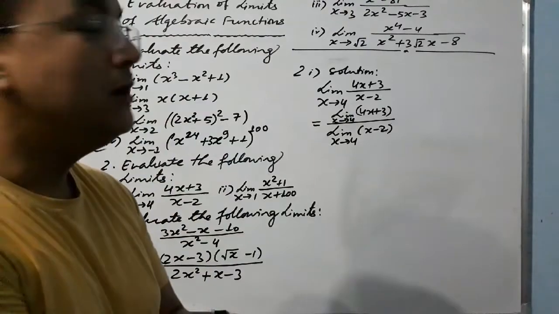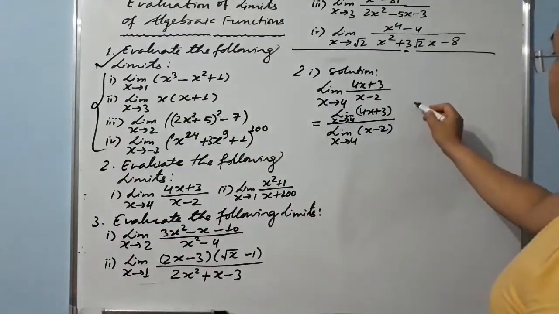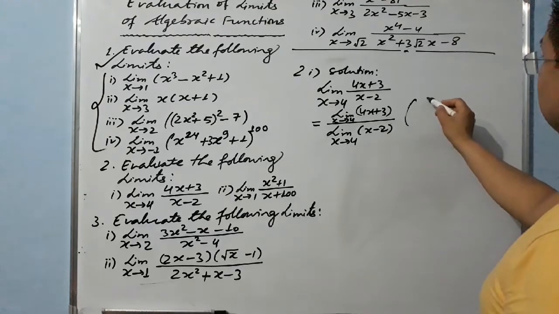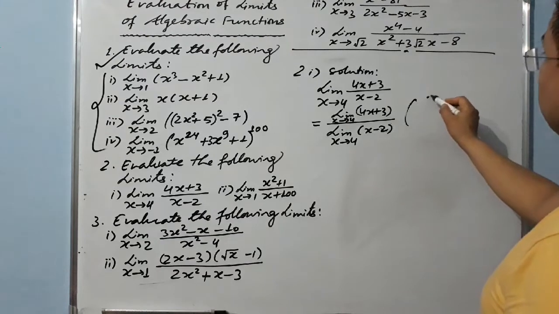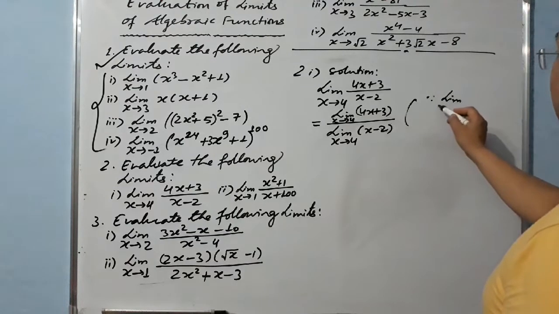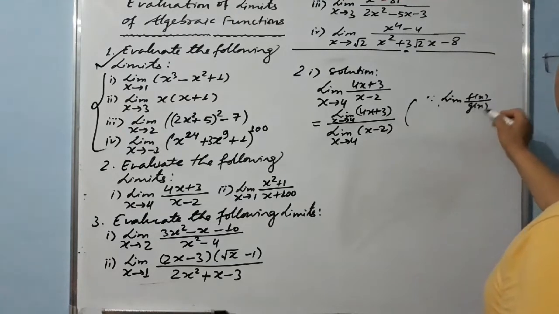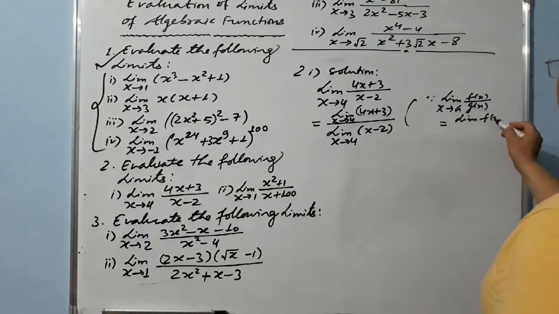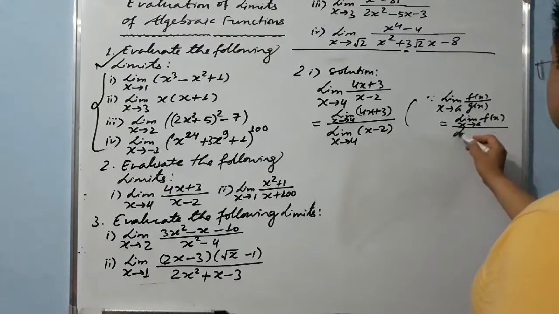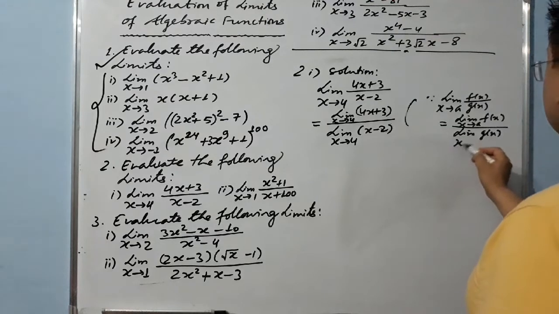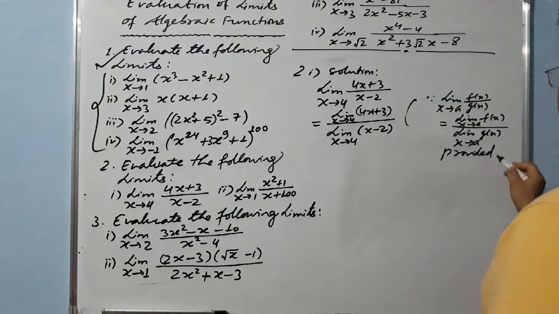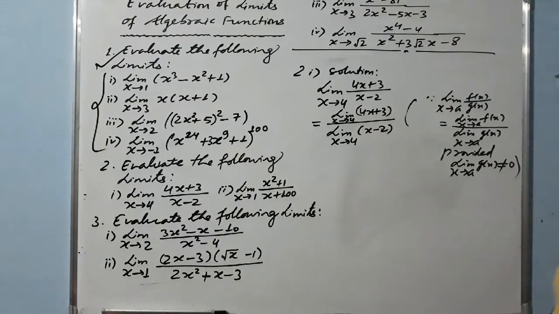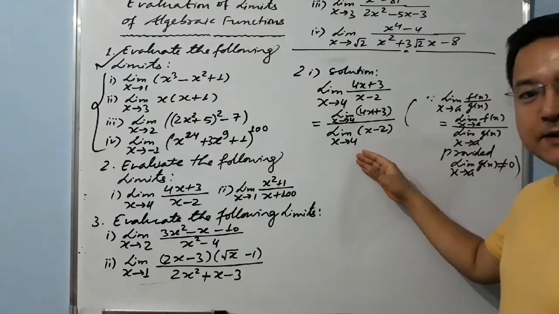Yesterday I told you the algebra of limits. Let me write it down here also. The limit of f of x upon g of x as x tends to a is equal to the limit of f of x as x tends to a upon the limit of g of x as x tends to a, provided the limit of g of x as x tends to a is not equal to 0. And using this property of limits, we can write it this way, right?